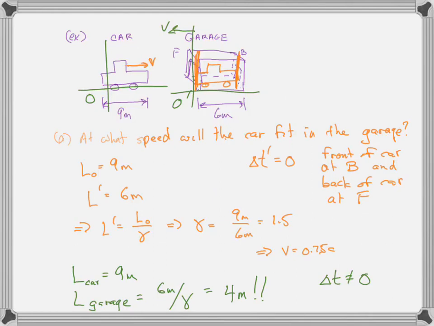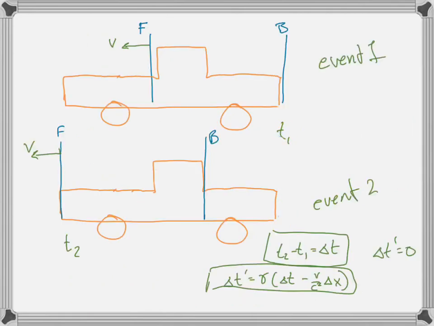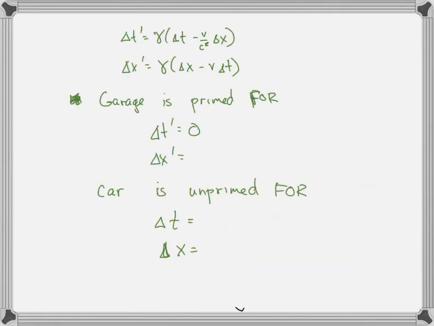So in this picture here at the top, what is the distance between the two events where the front of the car is at the back of the garage and the back of the car is at the front of the garage? Again, let me be very clear. What is the distance between this event and this event on this coordinate axis, delta x prime? It's the length of the garage. So the distance between those two events is 6 meters.